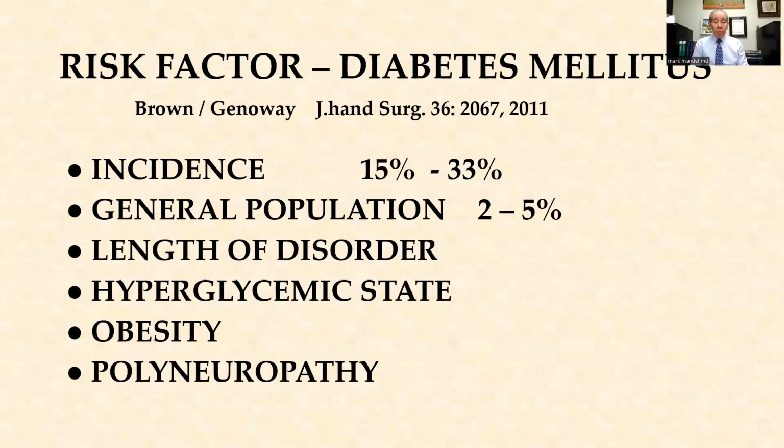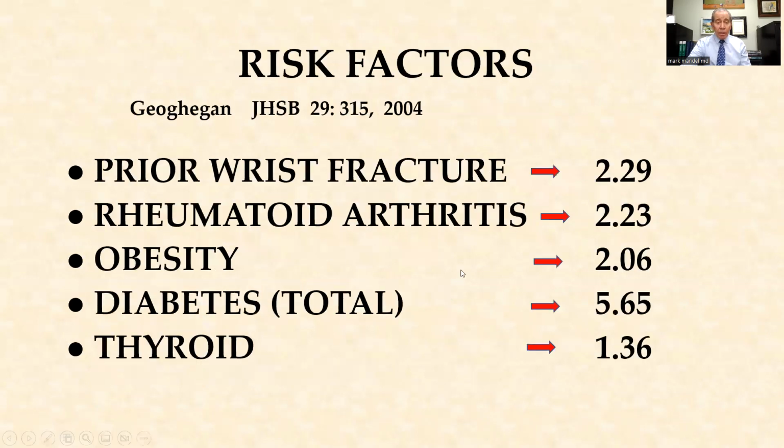Diabetes, of course, is the thing we all worry about in terms of apportionment, because Brown showed that the incidence of carpal tunnel and diabetes, depending upon which author is read, was 15 to 33% compared with 2 to 5% in the general population. Now, the key factors here are how long has the patient been diabetic, and basically how well is the diabetes controlled. And don't forget also, a lot of these diabetic patients are also overweight. And if they have a polyneuropathy, there's an exceedingly high incidence of carpal tunnel.